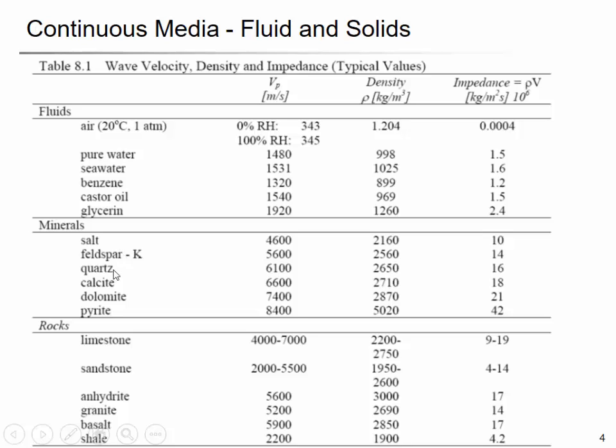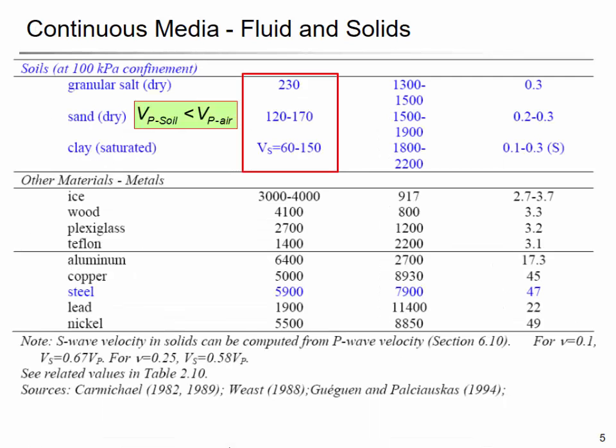And salt, quartz, calcite, you can see that it's more than 4000 meters per second. And limestone, sandstone, and granite, these are the rocks with the pores. So you just get the idea about the range of pure velocity. And when we look at the soil, which is uncemented, not cemented material, it's about 230. And sand, if it's dry sand, 120 to 170. So you can see there's very low velocity.